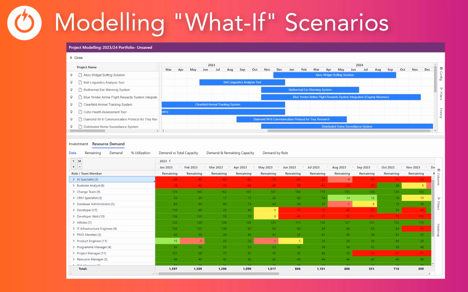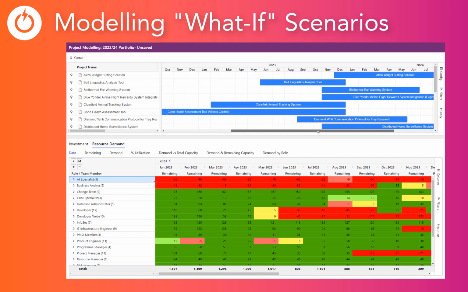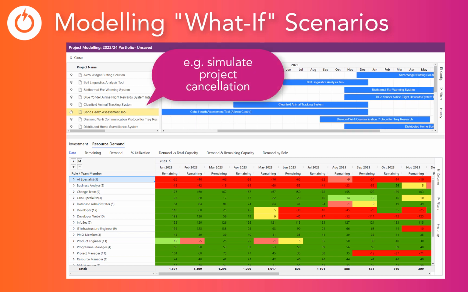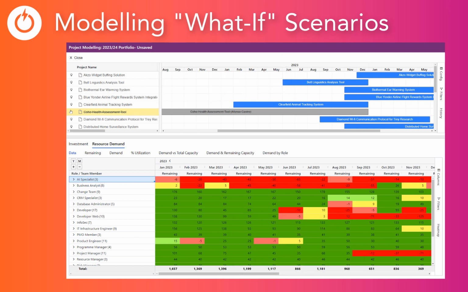We create models with selected projects that we wish to manipulate, shown at the top. And at the bottom, we see our resource heat map of remaining capacity by role over time. In the top section, I will apply what-if changes, such as simulating a project being cancelled. And I will see the impact of that with instant updates to the resource heat map below.